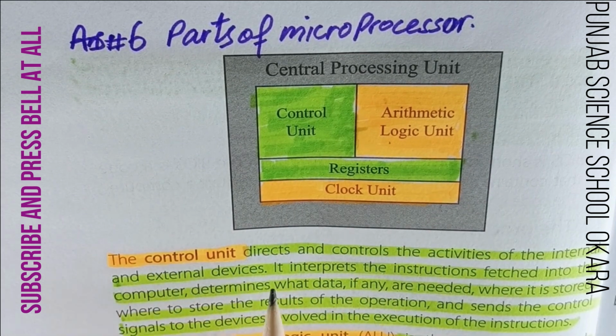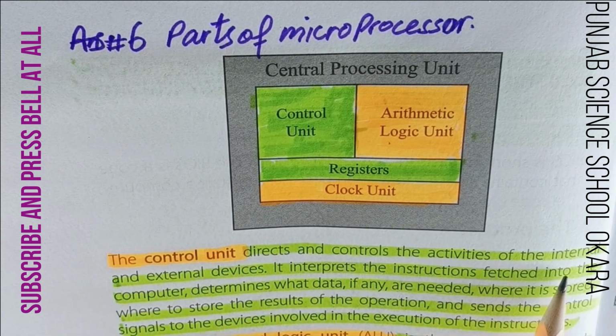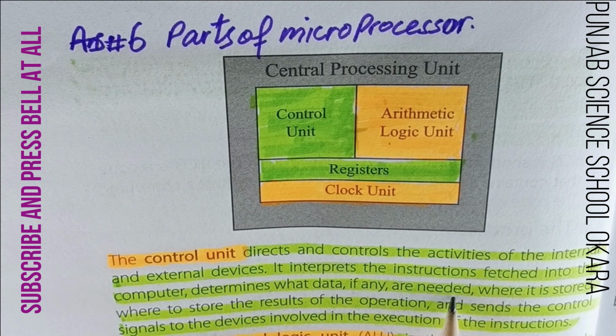Number 1, the control unit directs and controls the activities of the internal and external devices. It interprets the instructions fetched into the computer, determines what data, if any, are needed, where it is stored, where to store the result of the operation, and sends the control signals to the devices involved in the execution of the instructions.